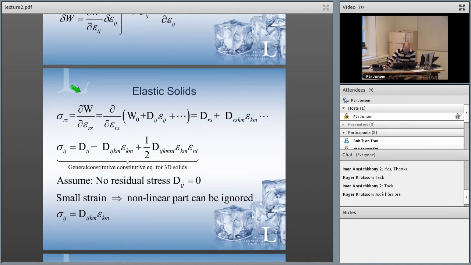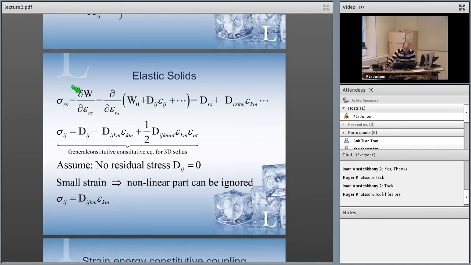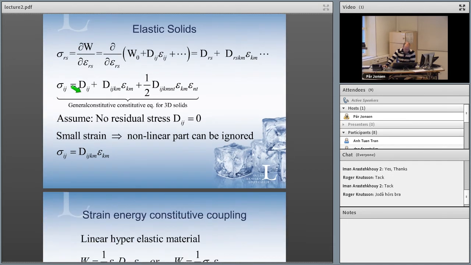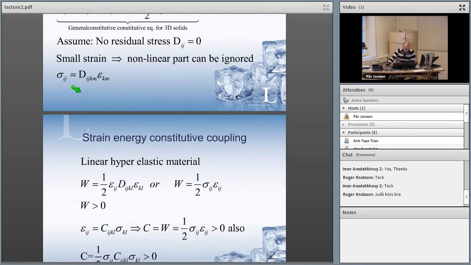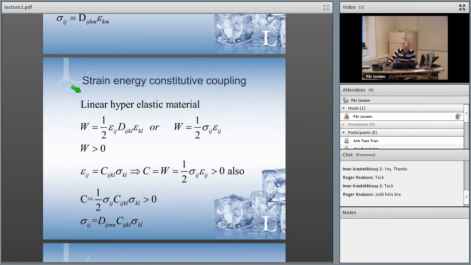You will see it more in the continuation of this work. When you also use plasticity, you need to work with this part especially and split it into elastic and plastic parts. So I will show you the technique for that one later on. But we should have some coupling, more than we have seen before, between strain energy and the constitutive relations.